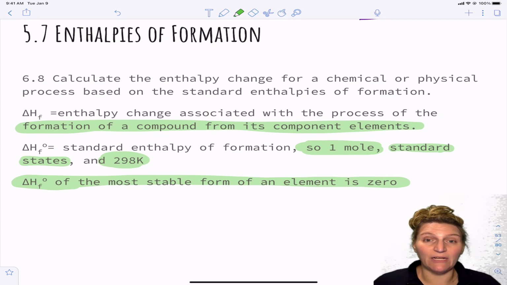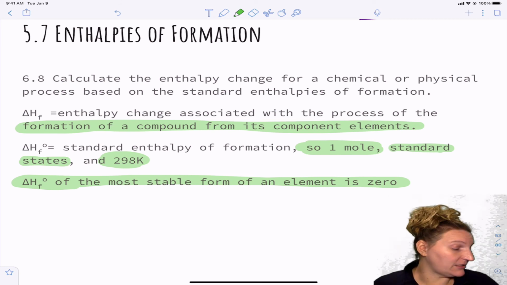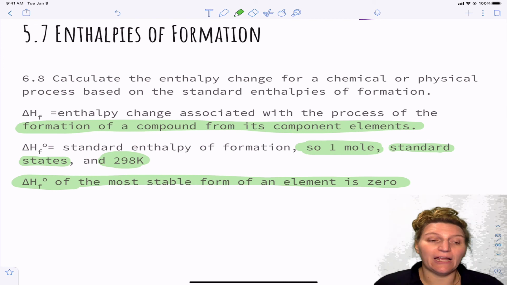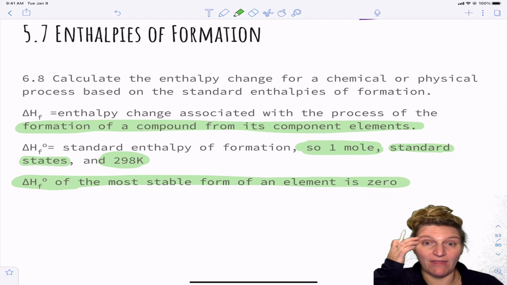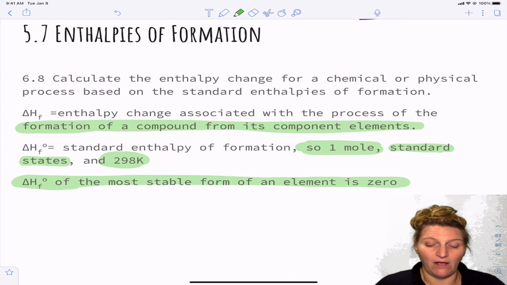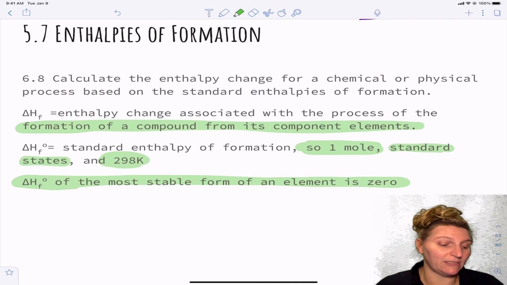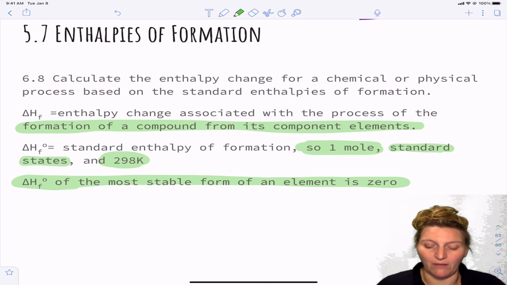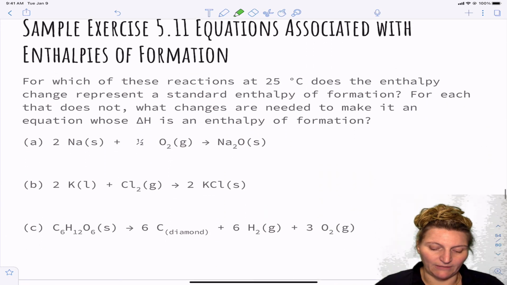The table of delta H of formations is Appendix C in your textbook. It's page 1100, and you're going to need to have that handy for the homework. So if you're doing this before we've had class, I will pass out a photocopy of Appendix C, so that you can always have that handy. And all these numbers would then be given to you on an AP test or something.